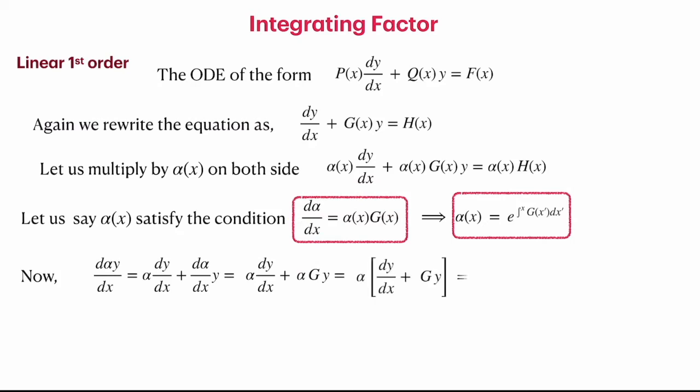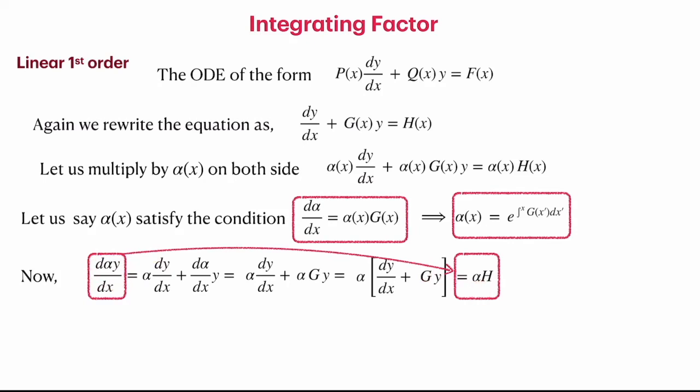Now the next step is to simplify, pull out the alpha, and then we get alpha times dy by dx plus g times y. Our differential equation says dy by dx plus g times y is equal to h of x, and we substitute this for h of x. What we have is alpha times h. Now we see that d by dx of alpha times y is equal to alpha times h of x.